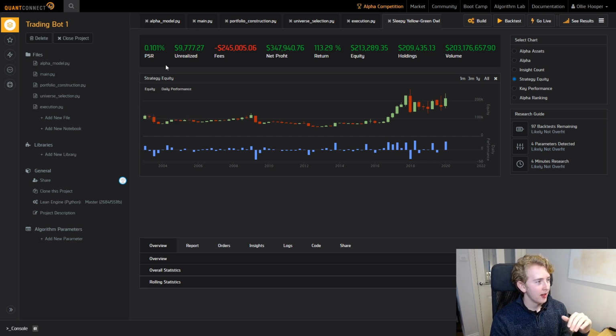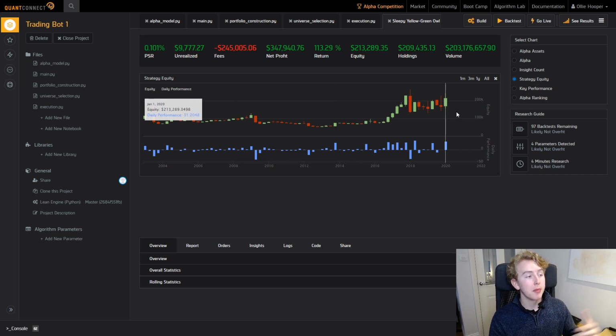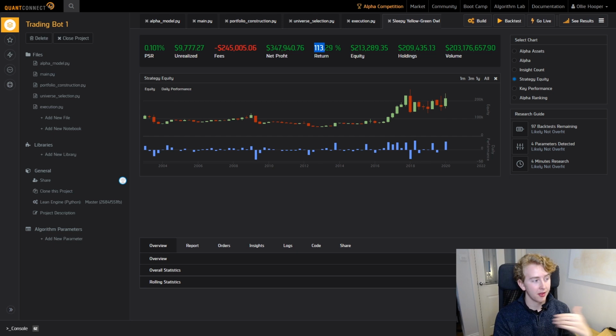We can have a look at the figures on the top. So just a quick one, this percentage figure up here is the probabilistic Sharpe ratio. This is basically saying the chance that the Sharpe ratio, so that's the returns over risk, is greater than one. So you can see here, 0.1% chance that the Sharpe ratio for this trading bot is greater than one. As you can see, it makes money, it makes a 113% return, but over a period of 17 years that ain't too great.